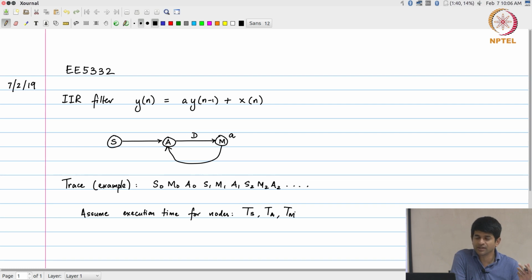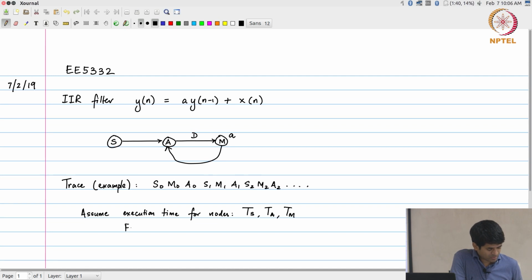Maybe it's an A to D converter. How much time does it take to convert one sample and provide it to you? Or if you are reading from a disk, it might be the time required for reading one sample of data from the disk and providing it, the average time perhaps, okay? TA is the time required to perform one addition and TM is the time required for one multiplication, okay?